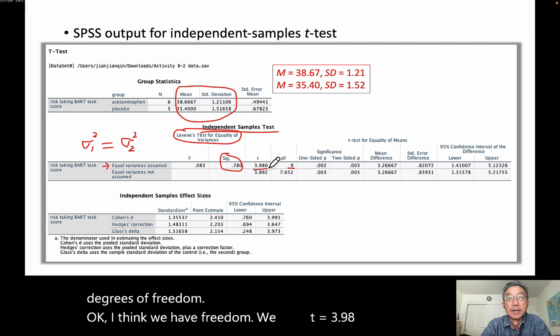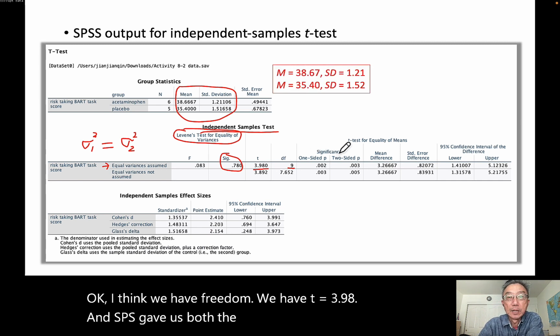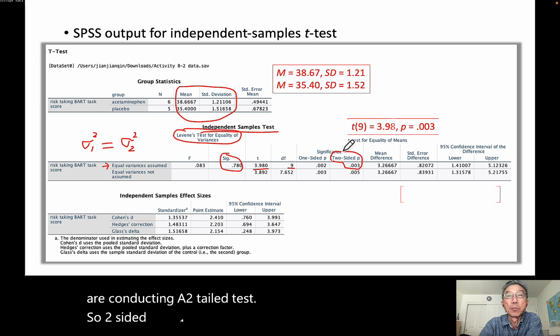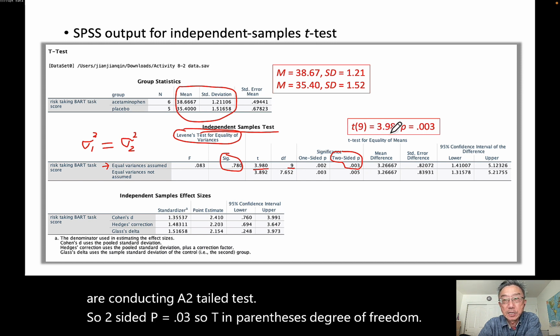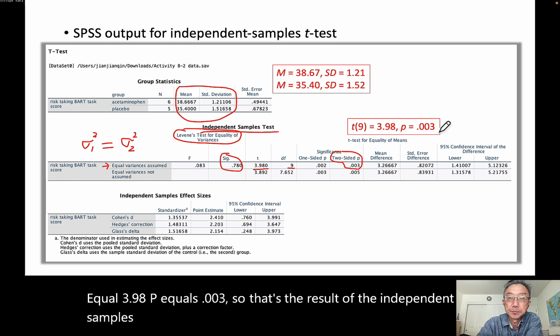We have t equals 3.98. SPSS gave us both the two-sided and one-sided p-value. We are conducting a two-tailed test, so the two-sided p equals 0.003. Okay, so t in parentheses, degrees of freedom, equals 3.98, p equals 0.003. That's the result of the independent samples t-test.